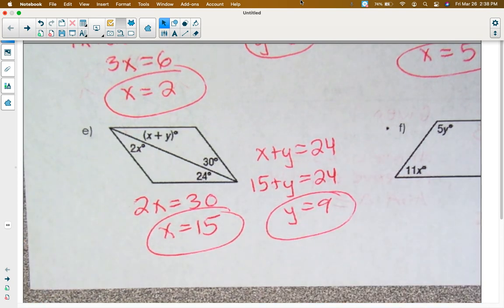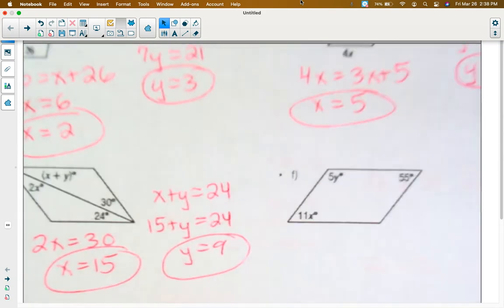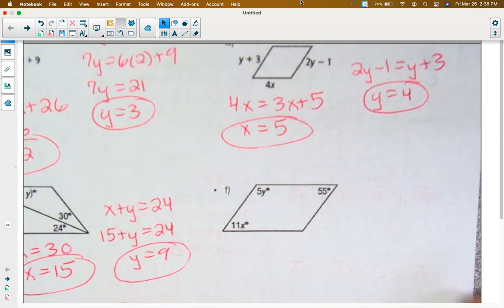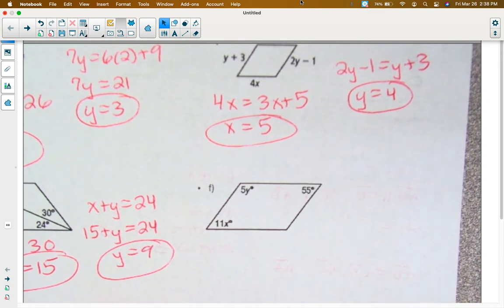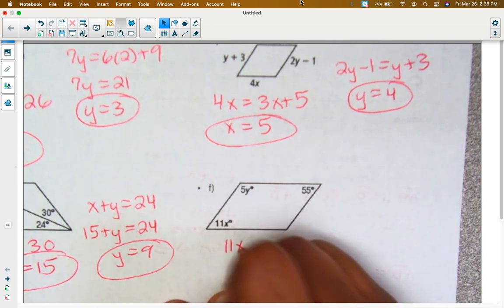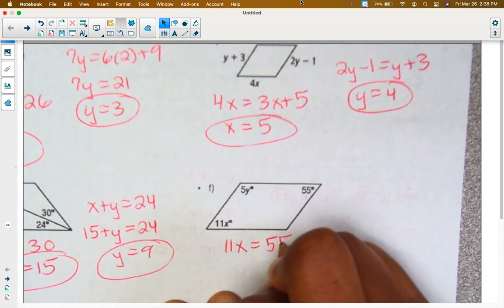And last but not least, in our little journey here studying parallelograms, I got one last picture down here we're going to figure out. We want to figure out what y and x are. I know that these two angles are congruent to each other, so they're opposite, and in a parallelogram, the opposite angles are congruent to each other. So x is equal to 5.